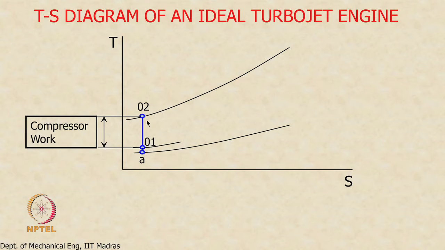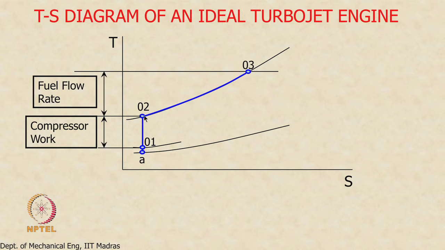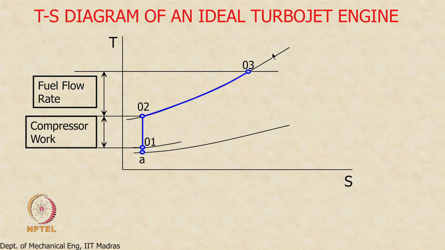So the stagnation pressure increases, as you can see, due to addition of work, and this is proportional to the compressor work, right. Then we add heat in the combustor, and so we go from here to stagnation state 0,3 at the end of the combustor, and the vertical distance is proportional to the fuel flow rate. The higher the fuel flow rate, the higher the stagnation temperature here, right. So this is proportional to fuel flow rate.